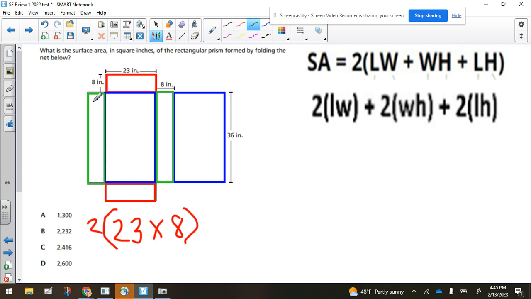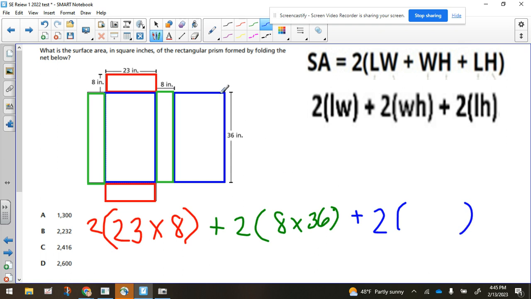We have two of these green rectangles, so we would add that in. We have two of those, and what would the dimensions of that be? Well, it's 8 going this way, and if this is 36, that means that this is 36. Two of those. And then we have two of the blue parts, and they each would be 36 going one way, and then this way, if this is 23 here, that means that this has to be 23.